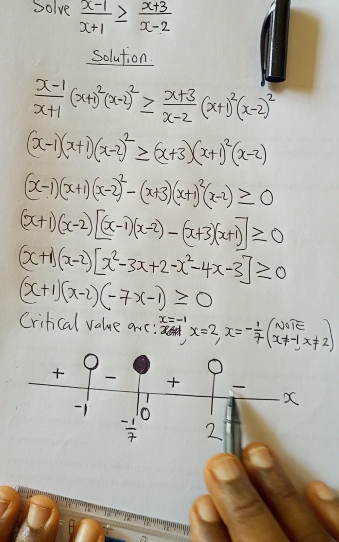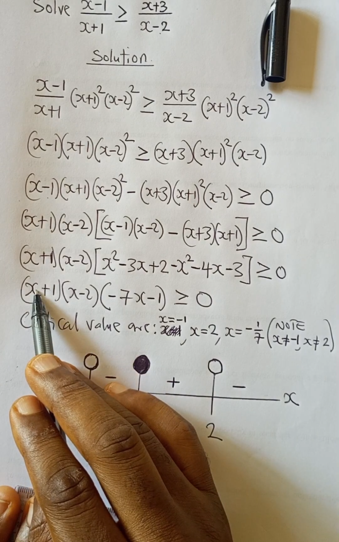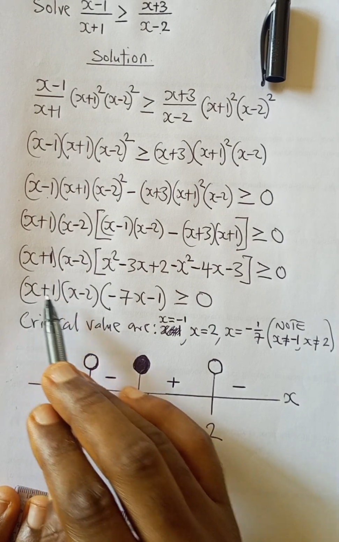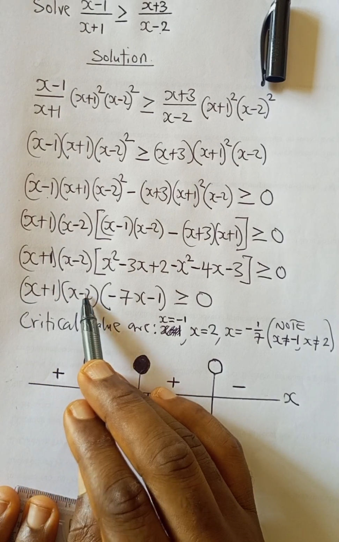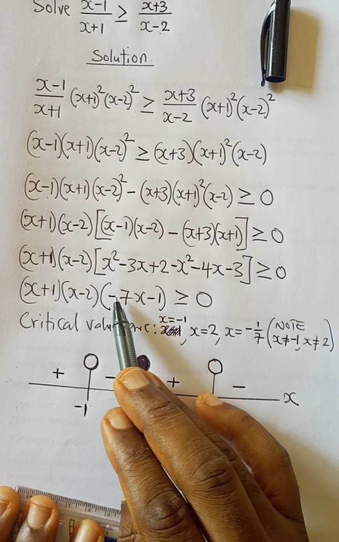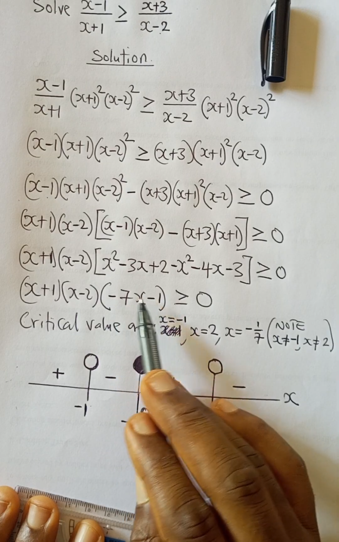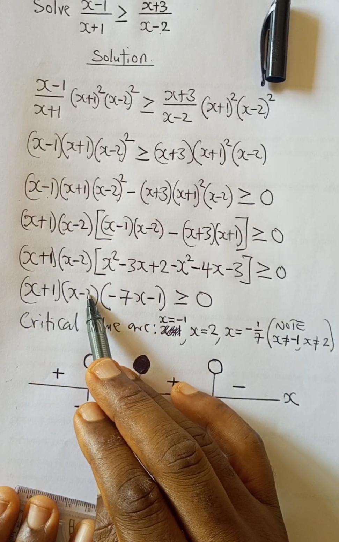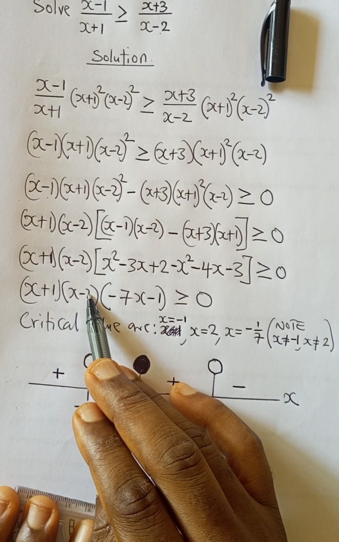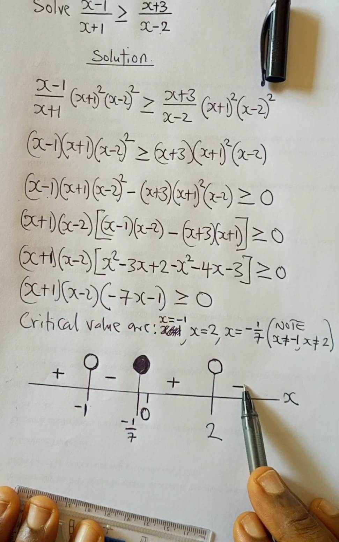After 2, let's check 3. Put 3 here. 3 plus 1, 4, positive. Put 3 here. 3 minus 2, 1, positive. Put 3 here. Minus 7 times 3, minus 21. Minus 21 minus 1, minus 24, negative. Positive times positive will give you positive. Positive times negative will give you negative.